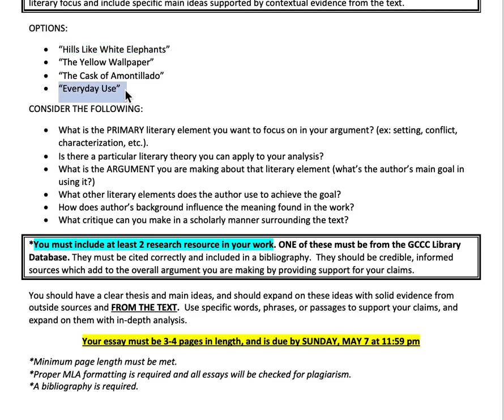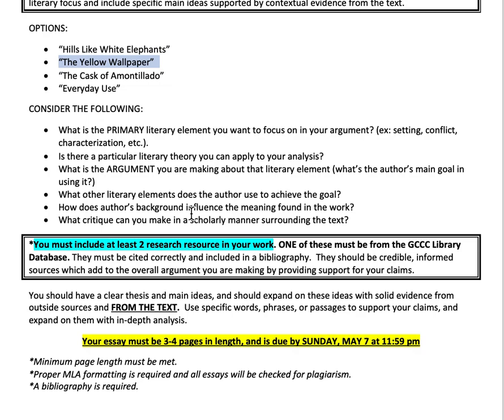Everyday Use, same thing. The Yellow Wallpaper, same thing with Charlotte Perkins Gilman. So think about how the author's own experiences or background or identity helps influence that meaning. And then lastly, you can think about the critiques that you can make about the text in a scholarly manner.